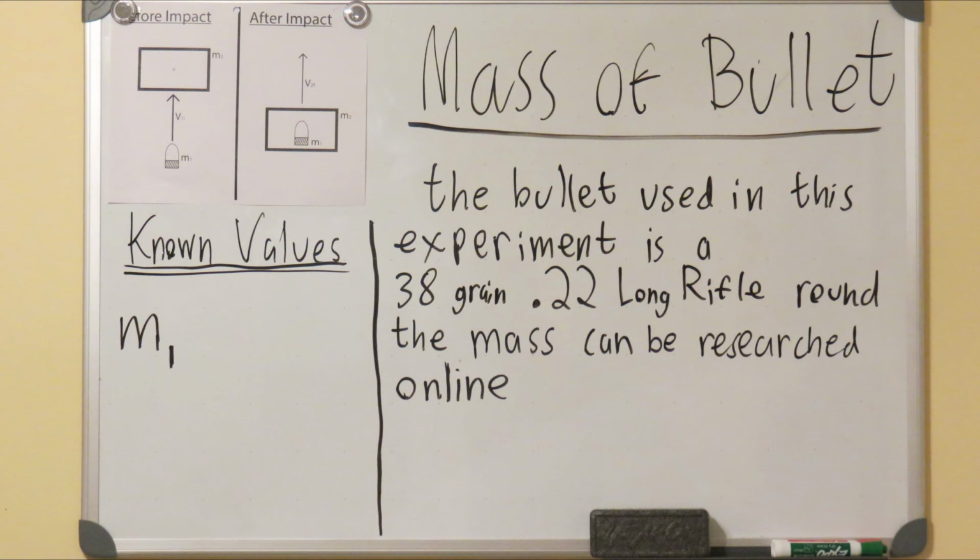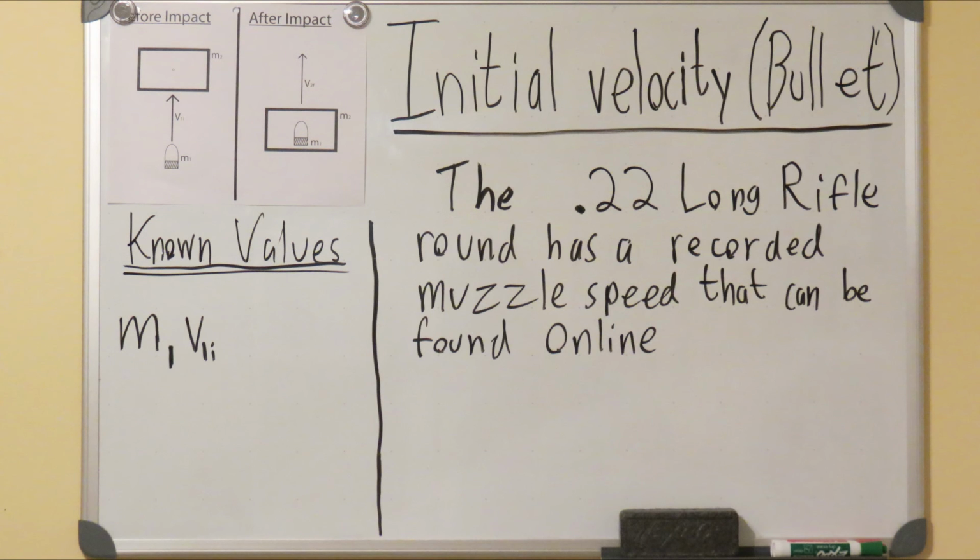The bullet used in this experiment is a 38 grain, .22 long rifle round. The mass of this bullet can be researched online. The .22 long rifle round has a muzzle speed that can be researched online.